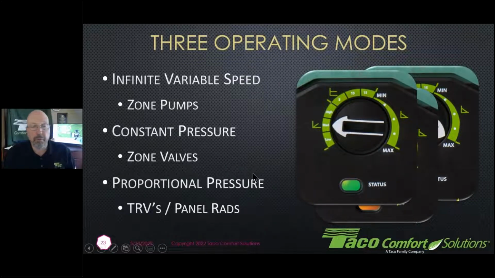And then when we get to proportional pressure, the third portion of the circulator itself, we're looking at thermostatic radiator valves or panel rads, any valve in a system that's going to have a proportional pressure differential or change in the system. In that mode, we're going to have a green LED that's going to light up on the circulator. So what you see here is also variable speed, but now sliding instead of bopping back and forth like zone valves. It's going to slide because these valves are slowly opening and slowly closing. So let me go into some detail as we get into them.